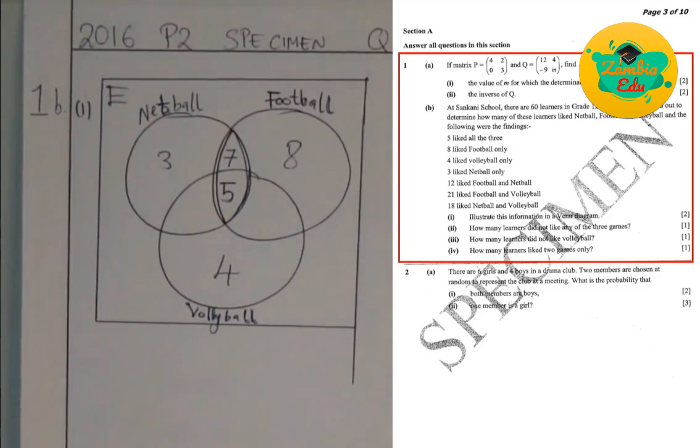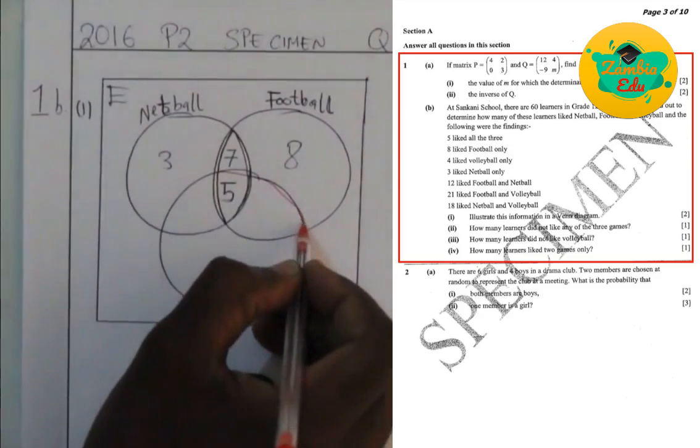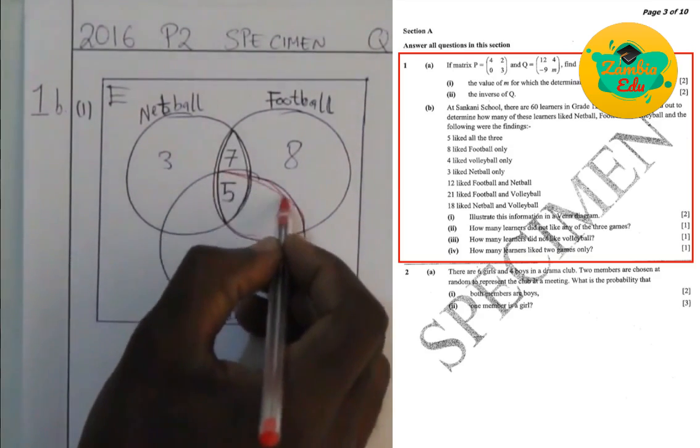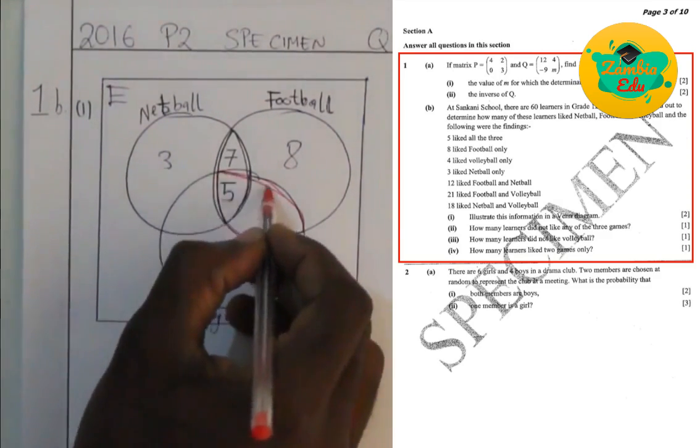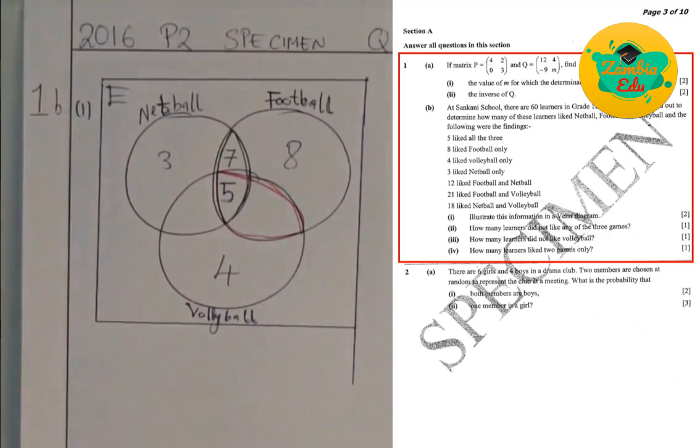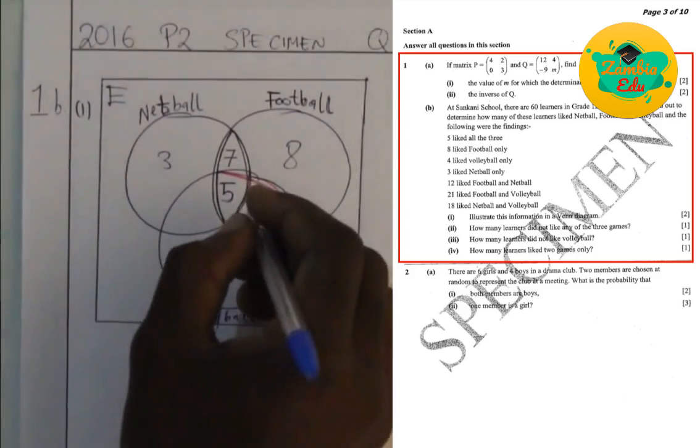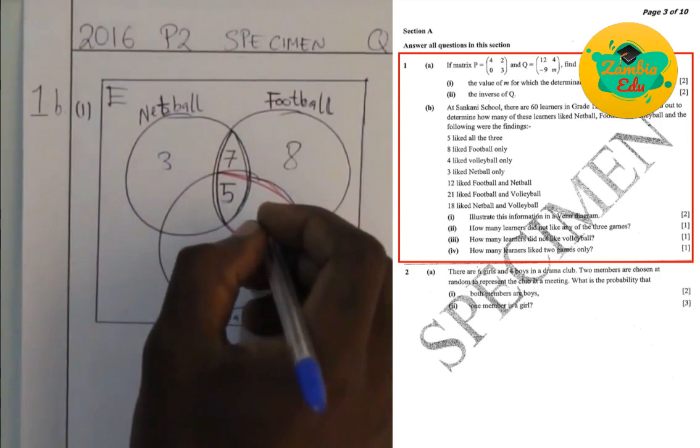Then we are told that 21 liked football and volleyball. So we are looking at this intersection right here. This represents those that liked football and volleyball, and the total number is 21. So we already have our 5 there, so we do 21 take away 5. It gives us something like 16 here.